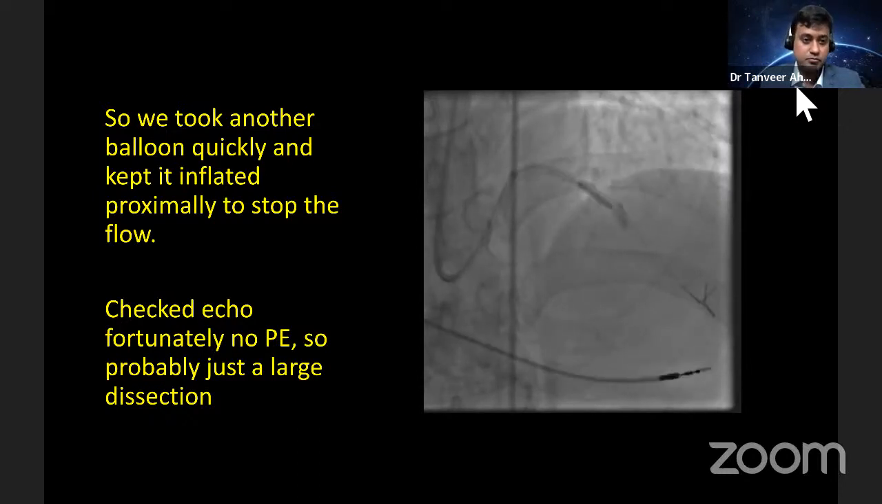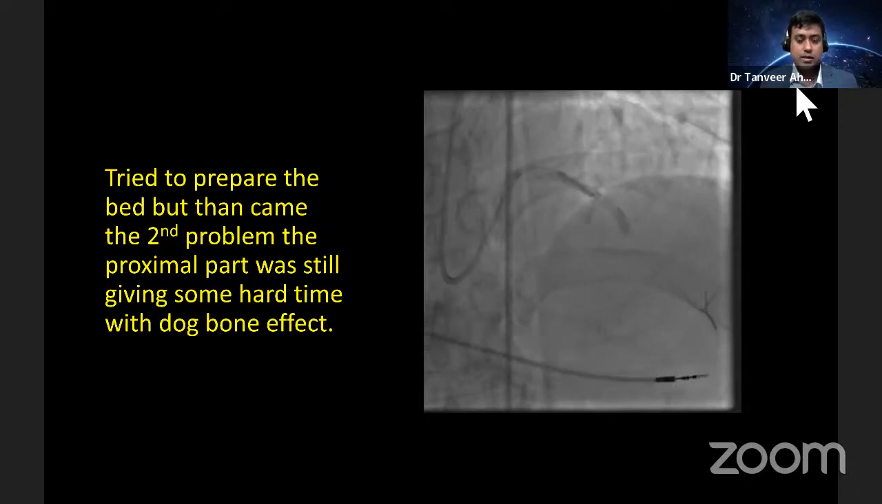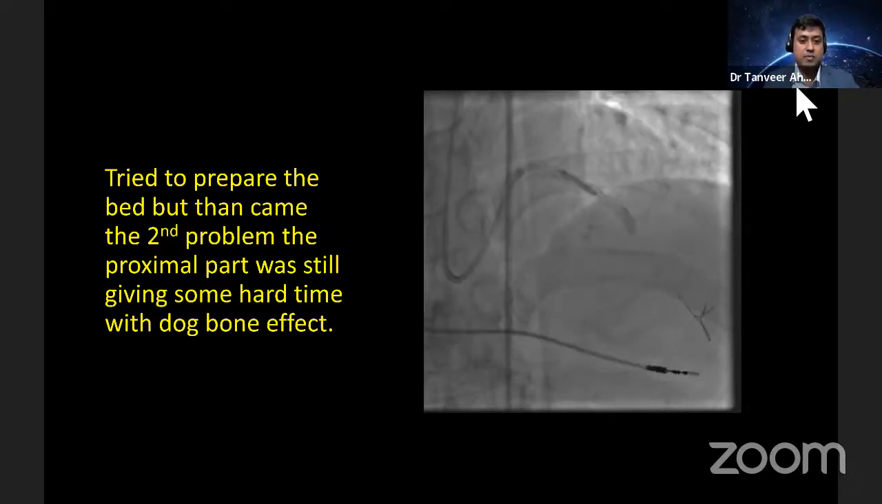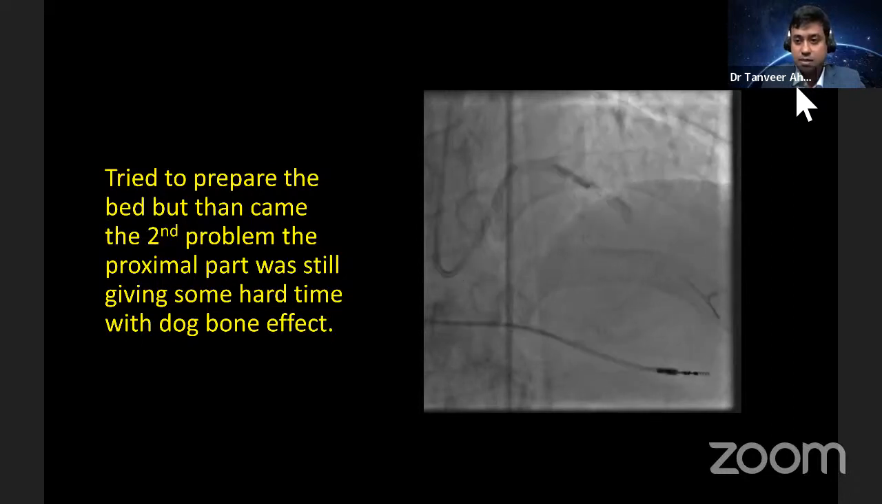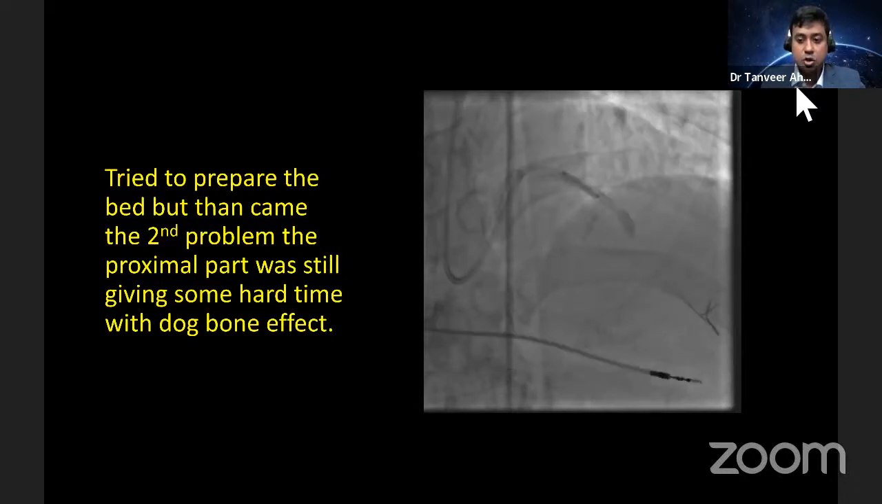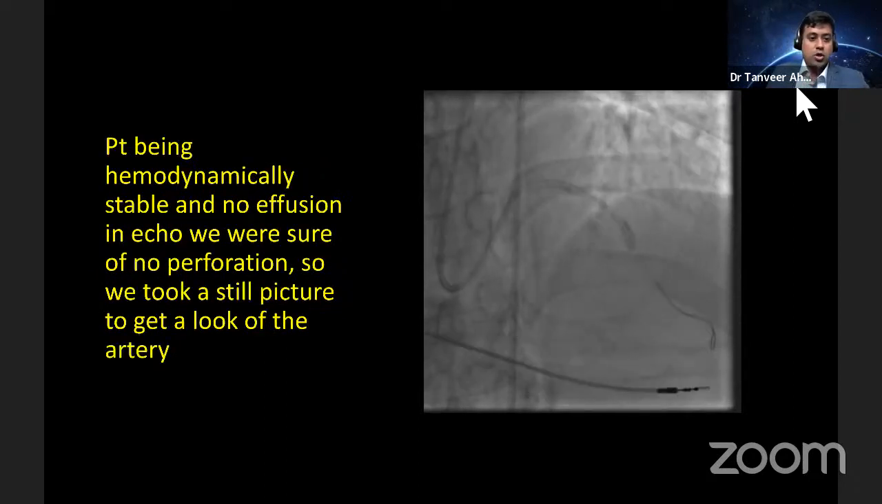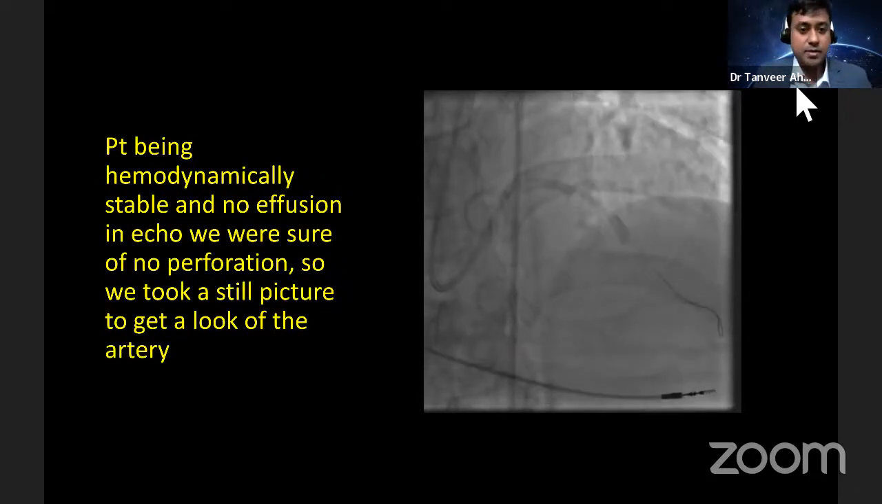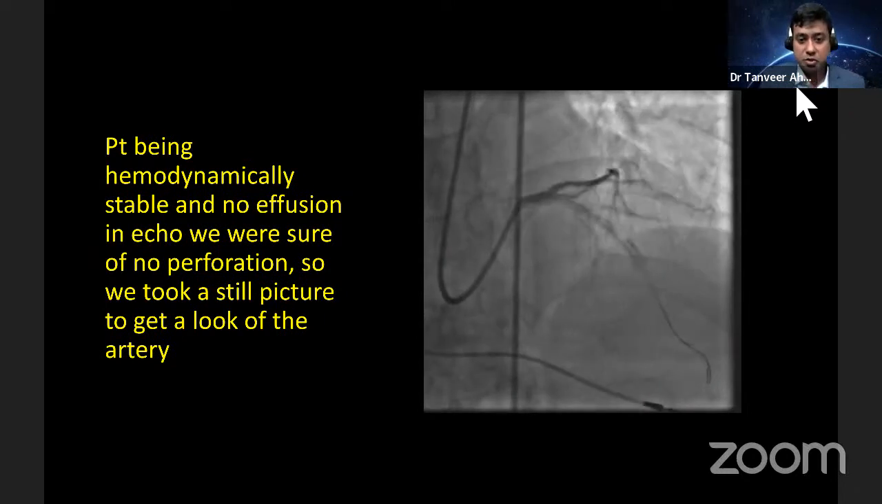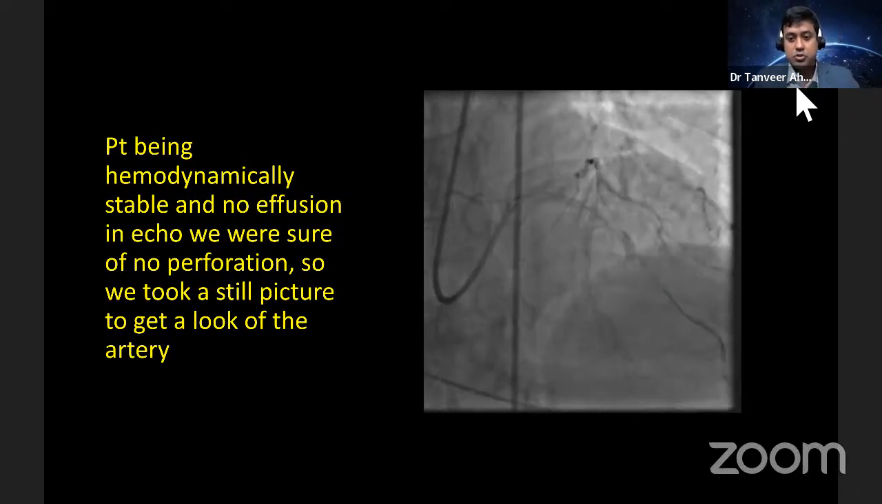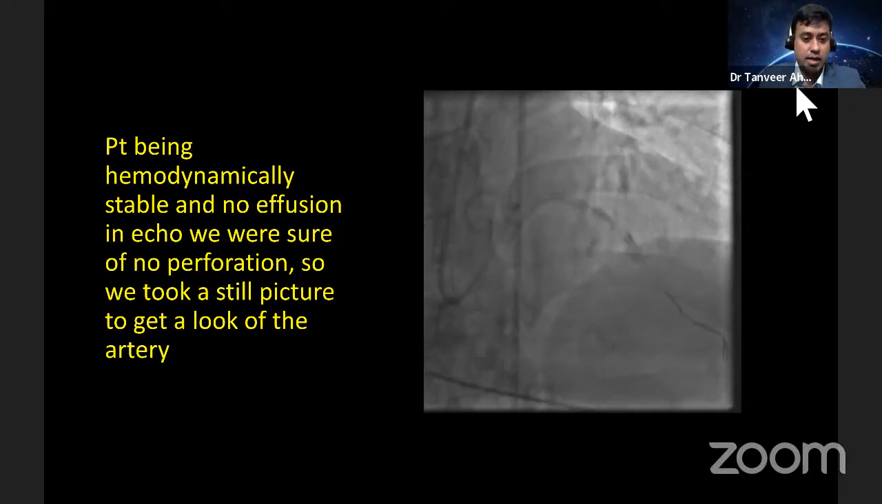the ruptured balloon. And the next thing, we tried to prepare the bed in the proximal part, but then started the second problem. The proximal part was having some hard lesions and some dog bone effects and was not dilating well. So now the patient was hemodynamically stable, no effusion in echo. So we took a small short shot just to see what the vessel looked like.